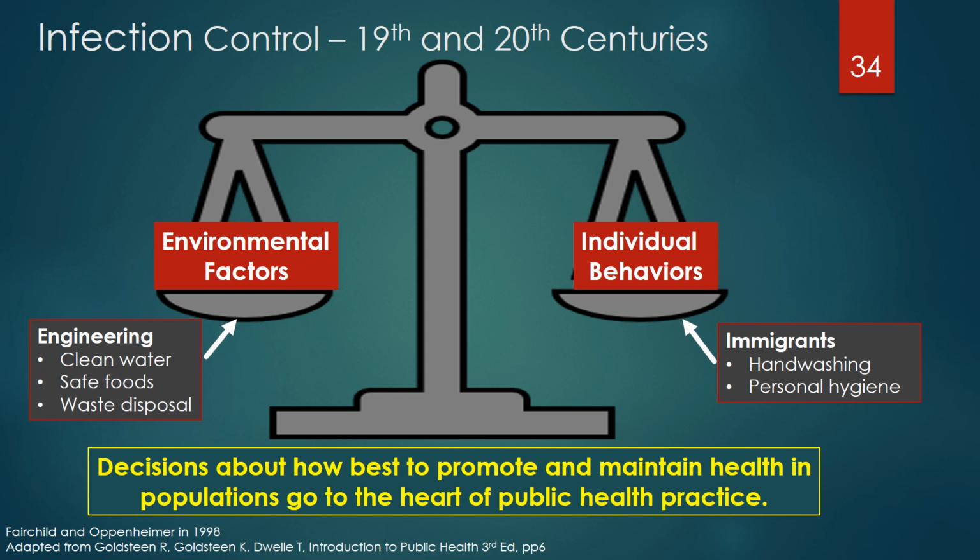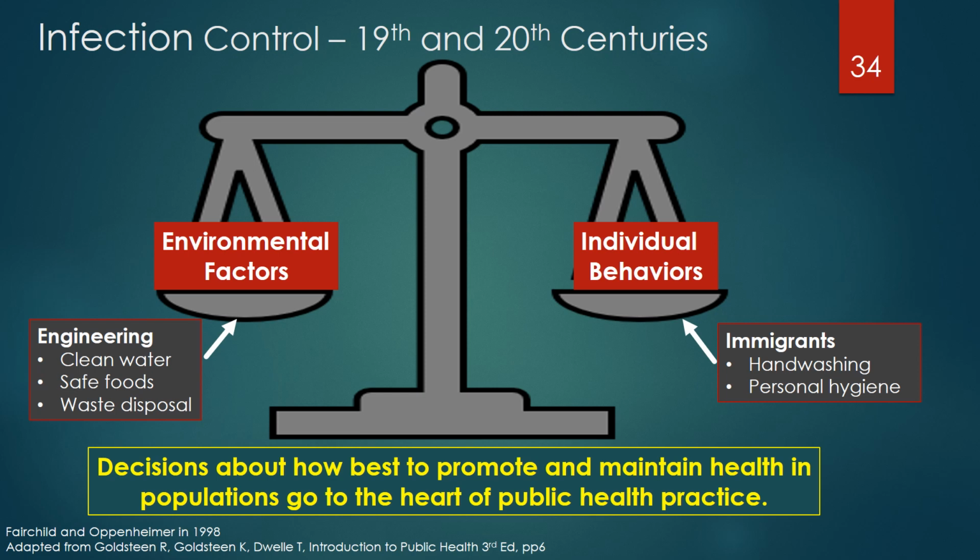Neither approach was ever entirely abandoned, but in different eras, one may be emphasized over the other. Indeed, a study of tuberculosis control in the 19th and 20th centuries led Fairchild and Oppenheimer in 1998 to argue for a more nuanced approach to public health practice, in which strategies that address both individual and environmental causes of disease with broad and targeted interventions are employed.